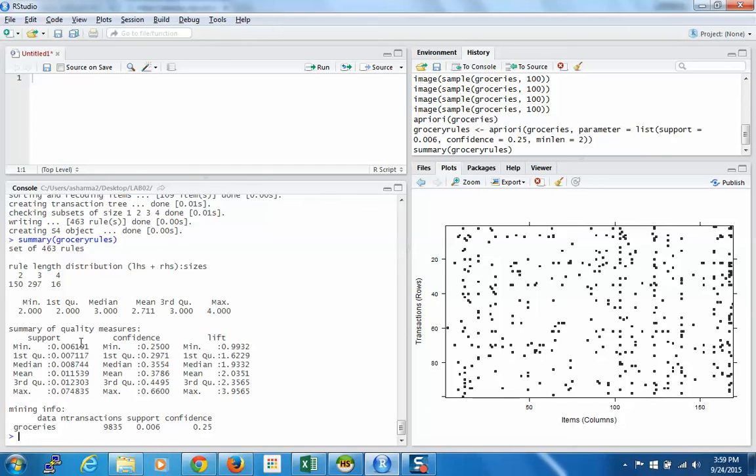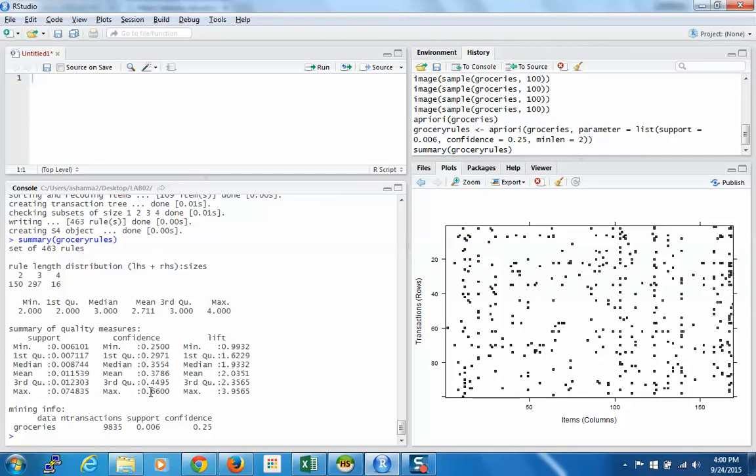So for support, we see the median is about 0.8% and the mean is about 1.1%. The maximum is about 7.4%, and the minimum is about 6.6%. So you have to multiply it by 100. So there will be 0.6%. So that is the support.